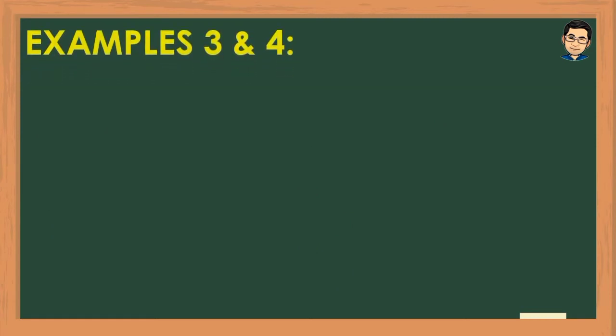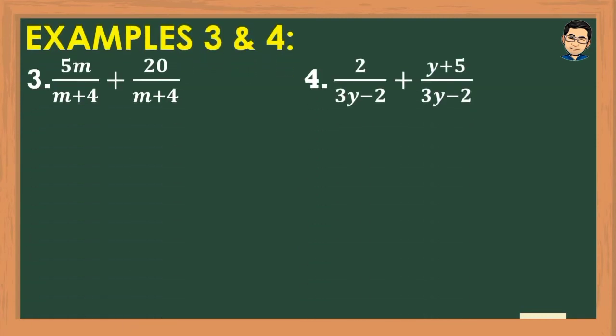So, let's have examples 3 and 4. Number 3, 5m all over m plus 4 plus 20 all over m plus 4. So, we add the numerators, 5m plus 20 all over m plus 4. Now, using common monomial factor, ipa-factor natin yung 5m plus 20 kung possible. So, yung GCF ng 5 tsaka 20, that is 5. So, i-factor out natin yung 5.